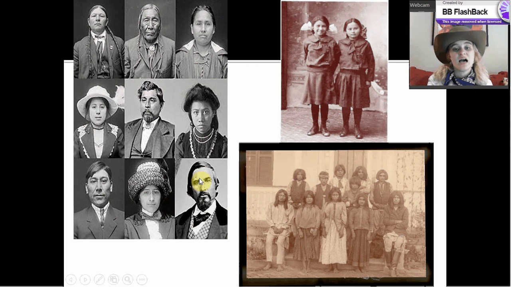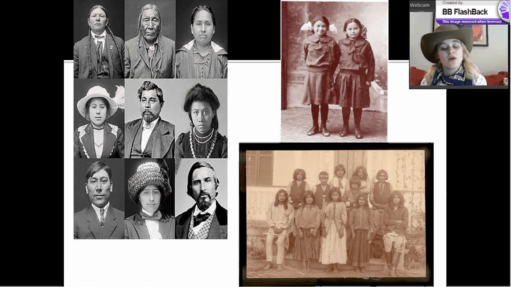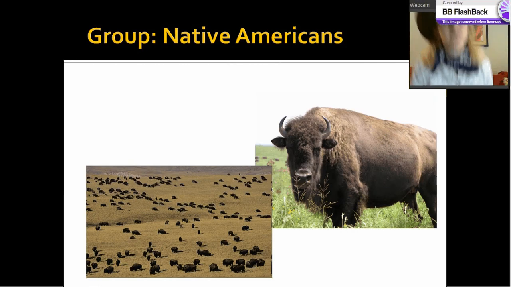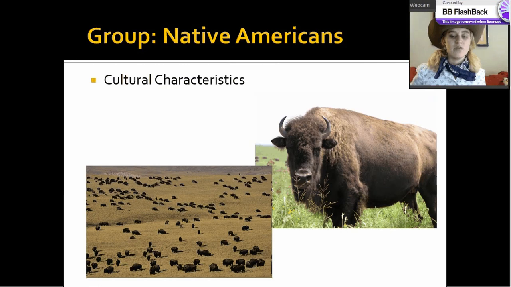Over on this side, you can see children who've been taken away from their families and forced to live in boarding schools. At the top, those two girls have obviously been Americanized in their clothing and their hair. But at the bottom, you can see they're probably very new to the boarding school. They still look very much like the traditional native in their garb there. So the way of life was really impacted for these Native Americans, and primarily that's because of their reliance on the buffalo that they had.